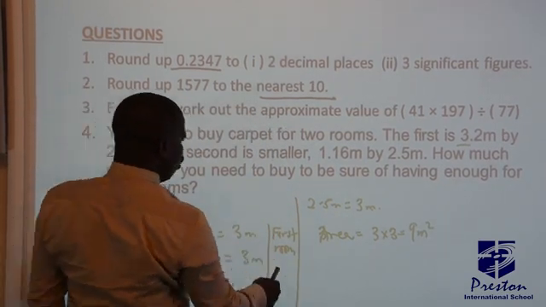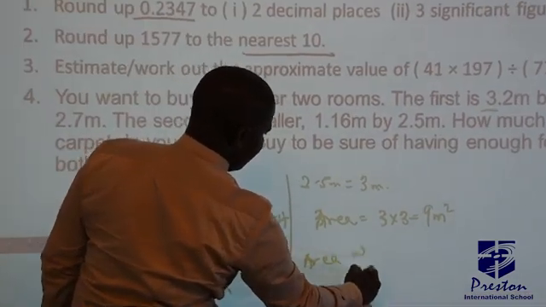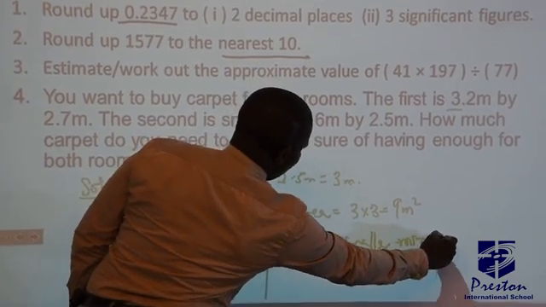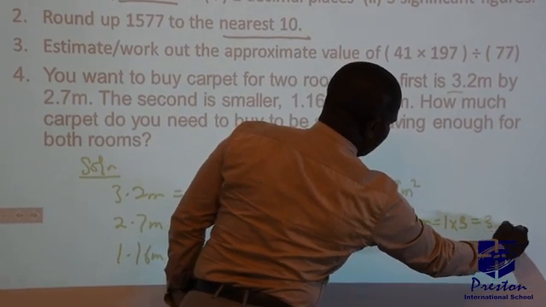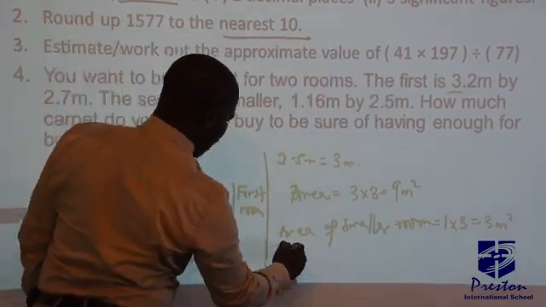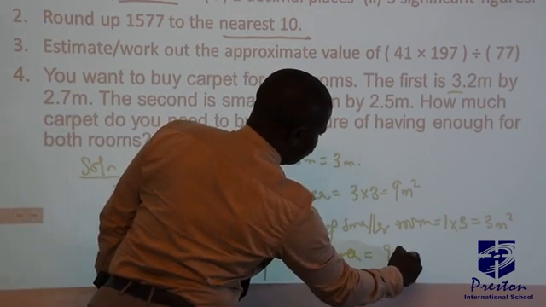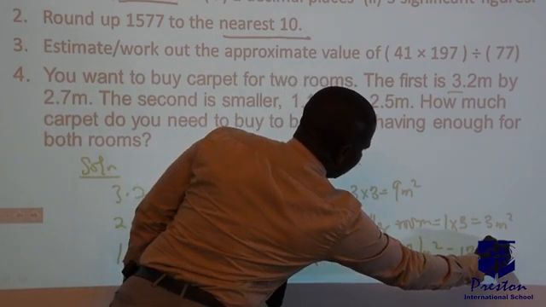Then the area of the second room, the smaller room, will be equal to 1 times 3. That will be equal to 3 meters square. Okay? So what is the total area? Total area will be equal to 9 plus 3 all meters square. That will be equal to 12 meters square.